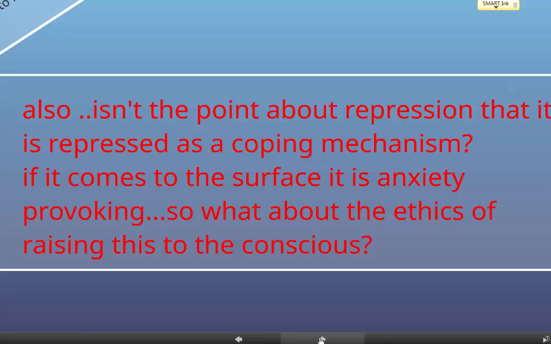The other thing we've got to question is, isn't that the point about repression? A memory is repressed because it's a coping mechanism, supposedly. And if it comes to the surface, then it's very anxiety provoking, which is the reason why it's repressed in the first place. So, should we really be trying to raise that information? Ethically, is it sound? Is this a good way of investigating? So there are problems with this sort of research.